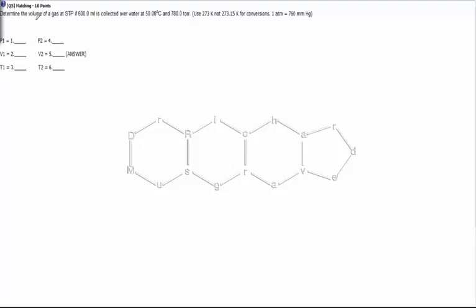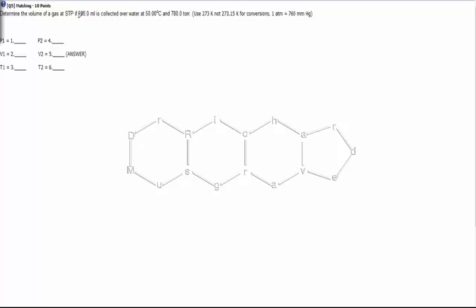Okay, in this example it says determine the volume of a gas at STP if 600.0 mL is collected over water at 50.00 degrees Celsius and 780.0 torr. What I want you to see here is we've got a P1 V1 over T1 equals P2 V2 over T2 problem because we've got two sets of conditions.